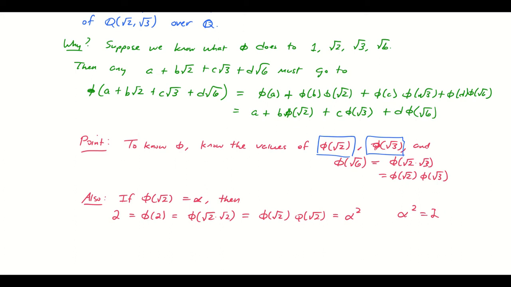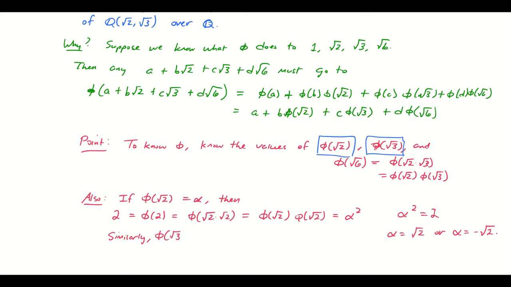Now that may seem boring. That may seem like I just have to send root 2 to itself. But there are two numbers whose square is equal to 2. Those are plus and minus root 2. So alpha has to be root 2 or negative root 2. And then the same story is true for phi of square root of 3.